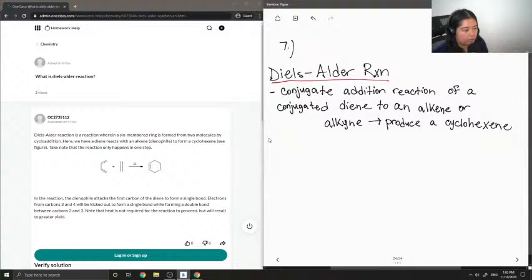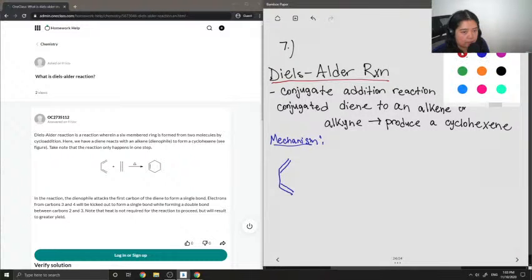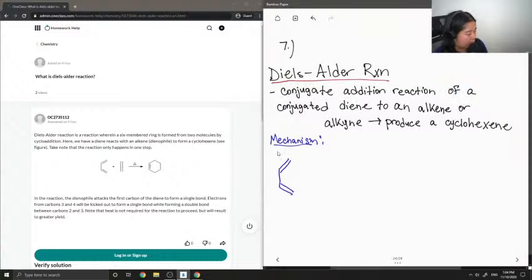So I'm gonna write out the mechanism. So first I'm going to draw out my conjugated diene. So this is one of the simplest ones you could draw. And I'll show it has the two double bonds each, and it has like a single bond in between, so that shows that it's conjugated. And I'll label the carbons 1, 2, 3, and 4.